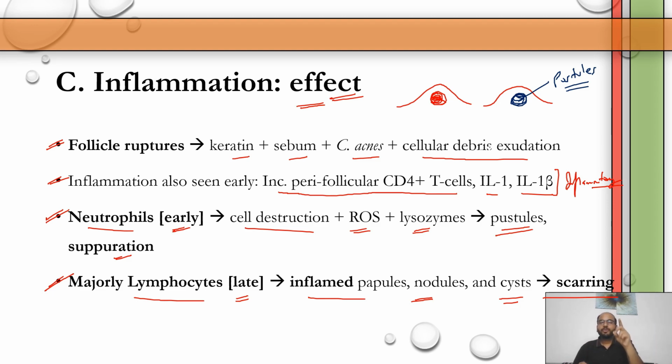Now remember, neutrophils are responsible for the initiation of inflammation, so the initial attack is carried by neutrophils, but lymphocytes are responsible for persistence of inflammation. So in chronic inflammatory disorders you see more lymphocytes, while in earlier stages of inflammation, you see more neutrophils. Okay.